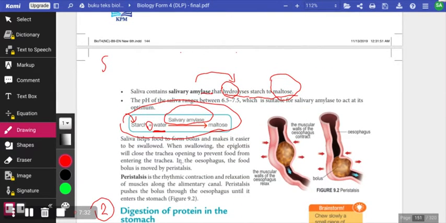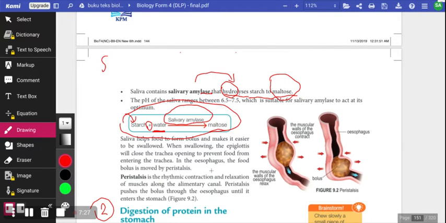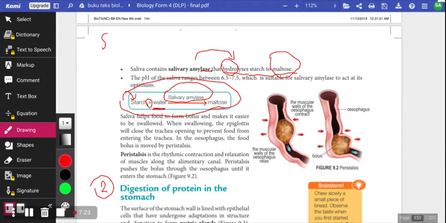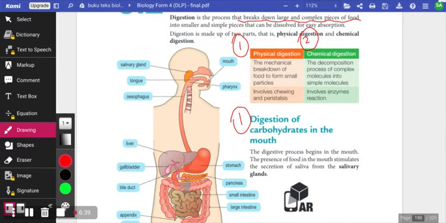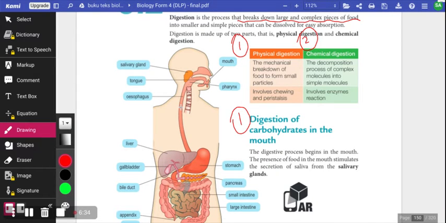Okay, so in the esophagus, the food bolus is moved by peristalsis. So this is the time we discuss what peristalsis is. Peristalsis is rhythmic contraction and relaxation. As I already told you many times, muscles only contract and relax. This esophagus is a muscle. This contracting and relaxing creates a rhythmic movement, peristalsis. Contract, relax, it will move the food along the alimentary canal. Peristalsis pushes the bolus through the esophagus until it enters the stomach.